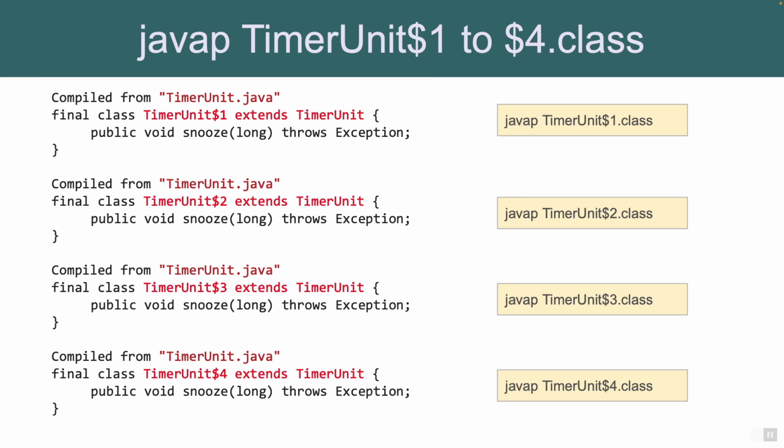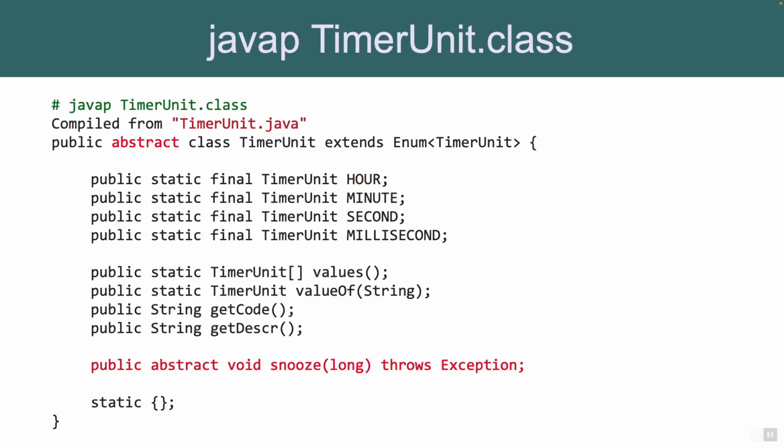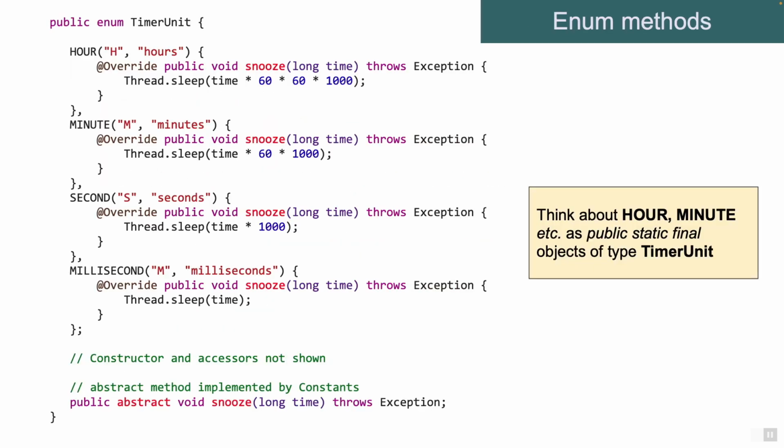And this was necessary to be done in this way because we really had 4 implementations out here of the same method snooze. So remember, we have to think about hour, minute, second, and millisecond as objects, and that is why we provided the snooze at the constant level. Java is providing us a shortcut way of creating an object here.